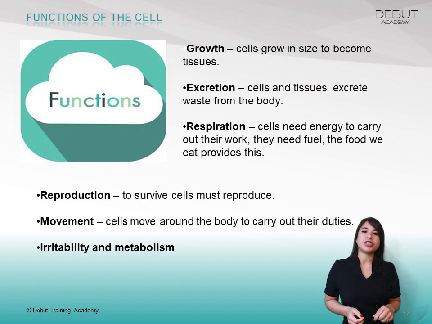Now we have 7 functions of a cell. They are growth, and this is where it grows to expand, and this is when we talked about the cells grouping together to make tissue. The next part is excretion. This is where the cell excretes any waste that it doesn't want. Then we have respiration, and this is where the cells use the energy to carry out their duties and jobs, as I mentioned earlier. We have reproduction. This is where the cells reproduce. And we have then movement, and this is where our cells move around the body.